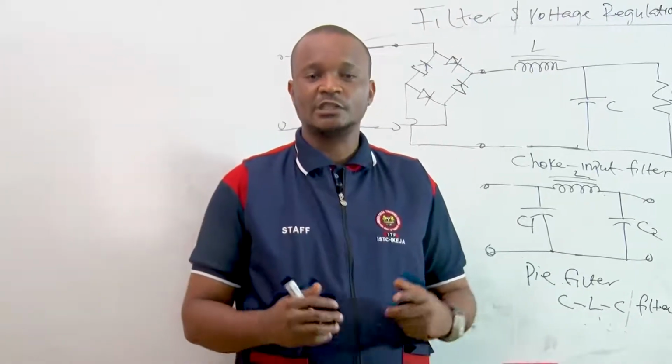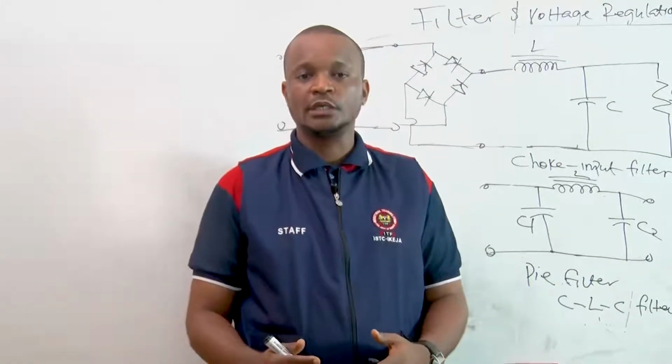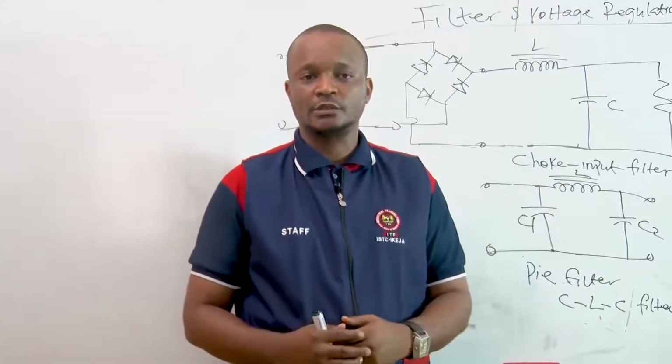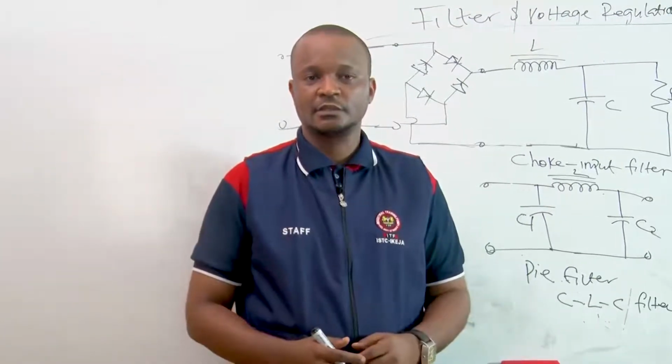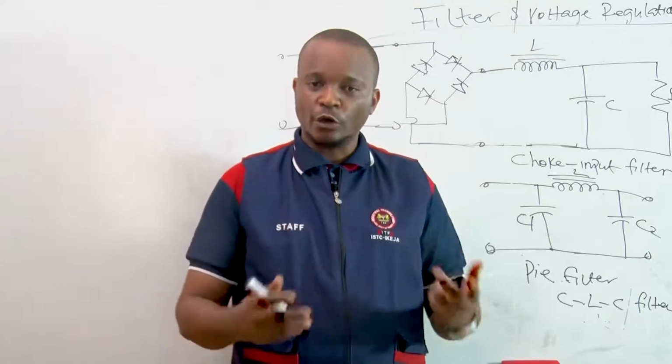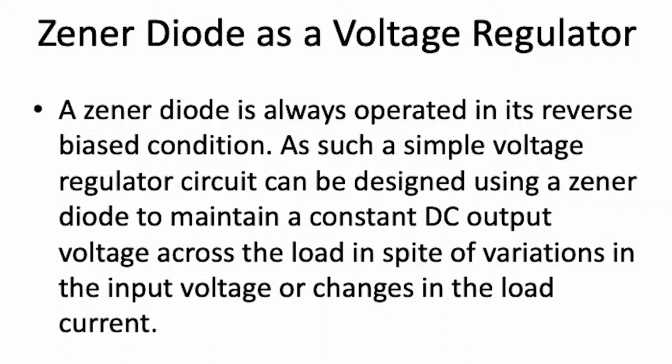The Zener Diode is a special diode that allows current to flow in both directions, that is, the forward or the reverse. The Zener Diode is always operated in either of these conditions. As such, a simple voltage regulator circuit can be designed using a Zener Diode to maintain constant DC output across the load, in spite of variations in input voltage or changes in the load current.